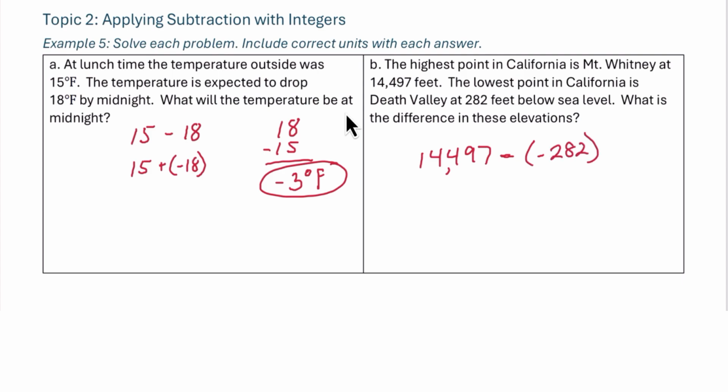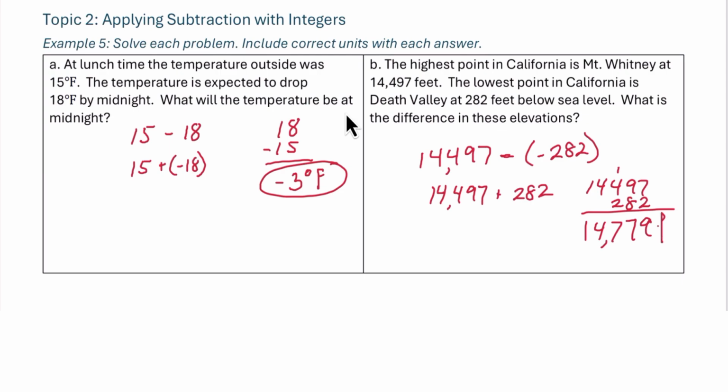Remember that the double negative is really addition. So we have 14,497 plus 282. And adding these, we'll get 9, 7, carry the 1, 7, 4, 1. 14,779 feet.